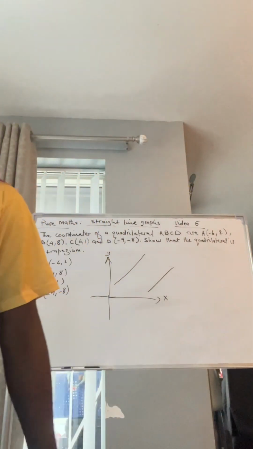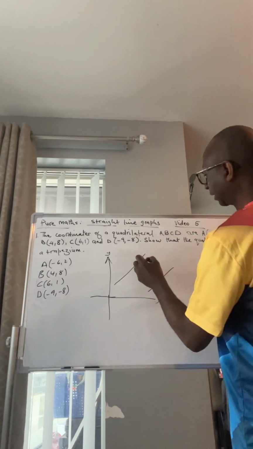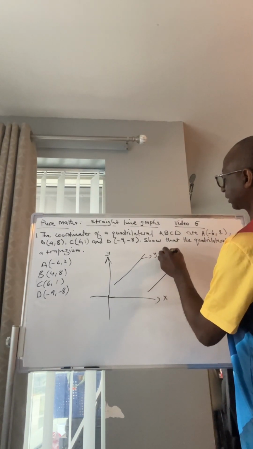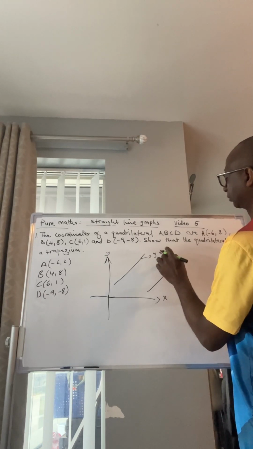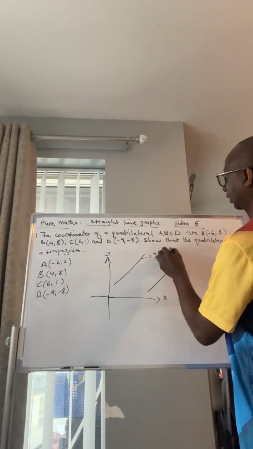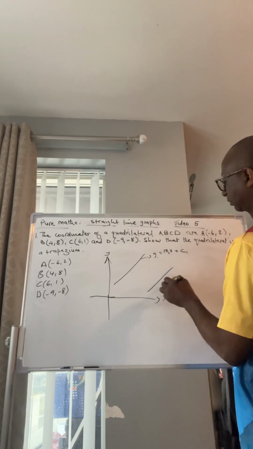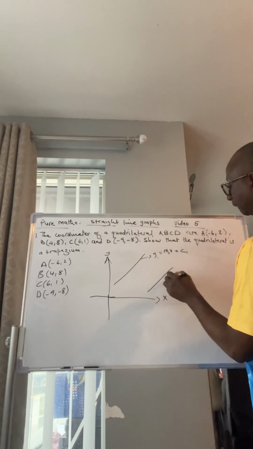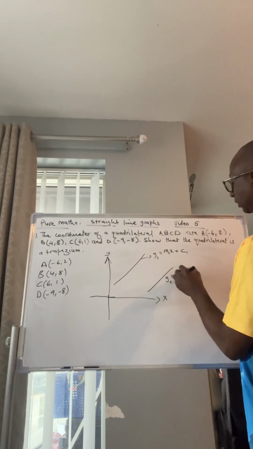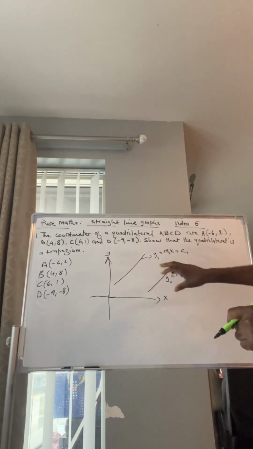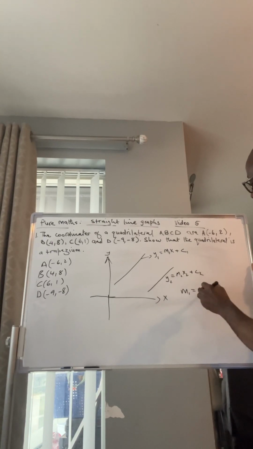We are not going to prove that. If 2 straight lines are parallel, and this is y1 equals m1 x1 plus c1, and this is y2 equals m2 x2 plus c2, and we are told that these two lines are parallel, it means m1 must be equal to m2.